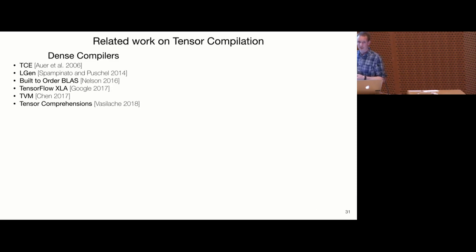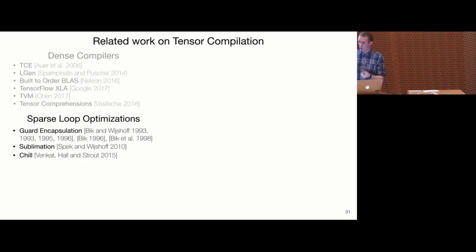For dense tensor algebra compilers, there's been a lot of work recently. It started back in 2006 with the Tensor Contraction Engine for quantum chemistry, actually. And recently, there have been a lot of them for machine learning, like TVM, Halide, Tensor Comprehensions, the XLA compiler in TensorFlow, and so forth. We focus on sparse tensor algebra, so we don't compare directly with the dense ones. Since we don't have the scheduling language, these dense compilers would crush us for dense computations. So use them for dense computations and use us for sparse computations.